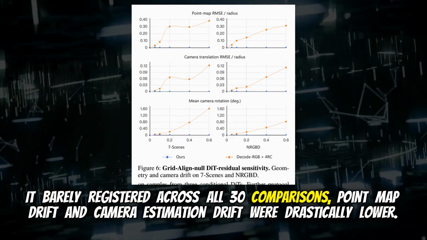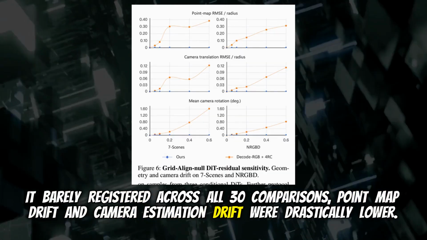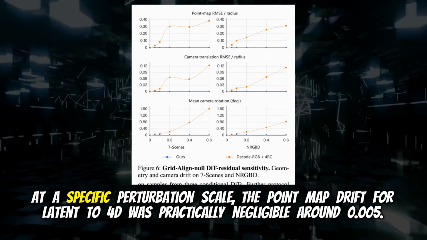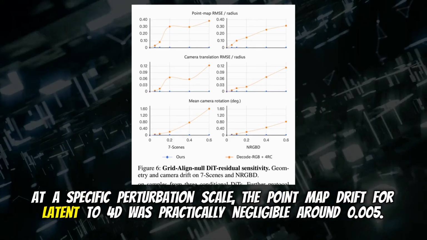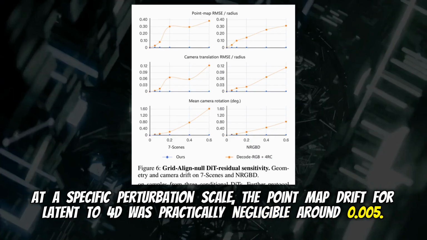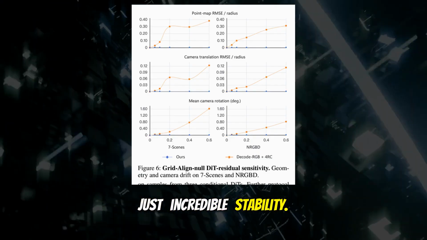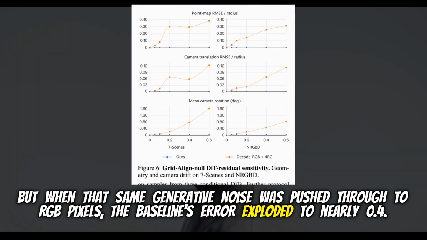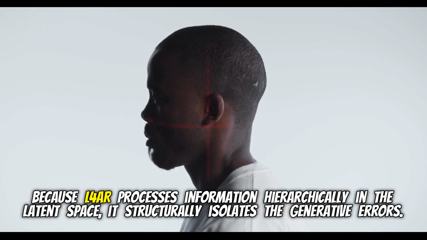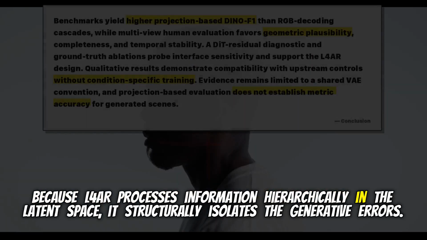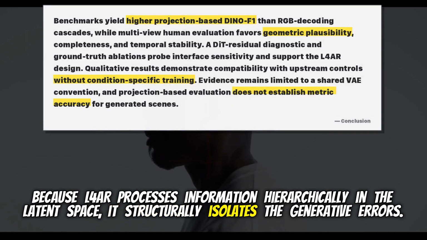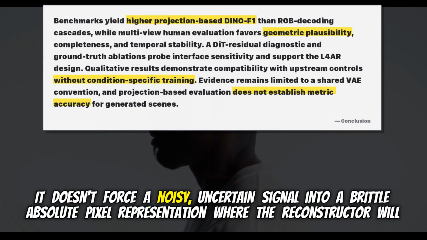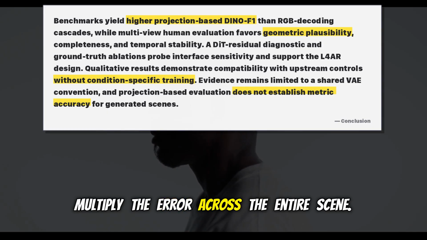Across all 30 comparisons, point map drift and camera estimation drift were drastically lower. At a specific perturbation scale, the point map drift for Latent-To-4D was practically negligible, around 0.005. Just incredible stability. But when that same generative noise was pushed through to RGB pixels, the baseline's error exploded to nearly 0.4. Because L4AR processes information hierarchically in the latent space, it structurally isolates the generative errors. Right. It doesn't force a noisy, uncertain signal into a brittle, absolute pixel representation where the reconstructor will multiply the error across the entire scene.